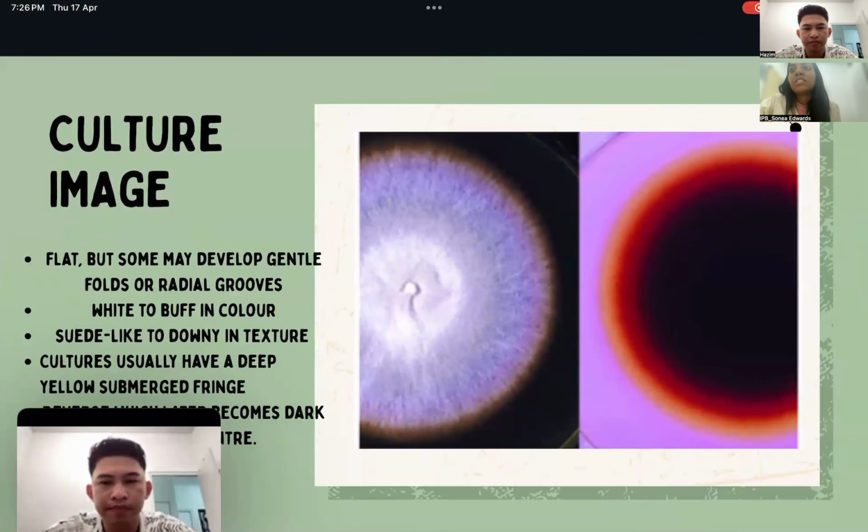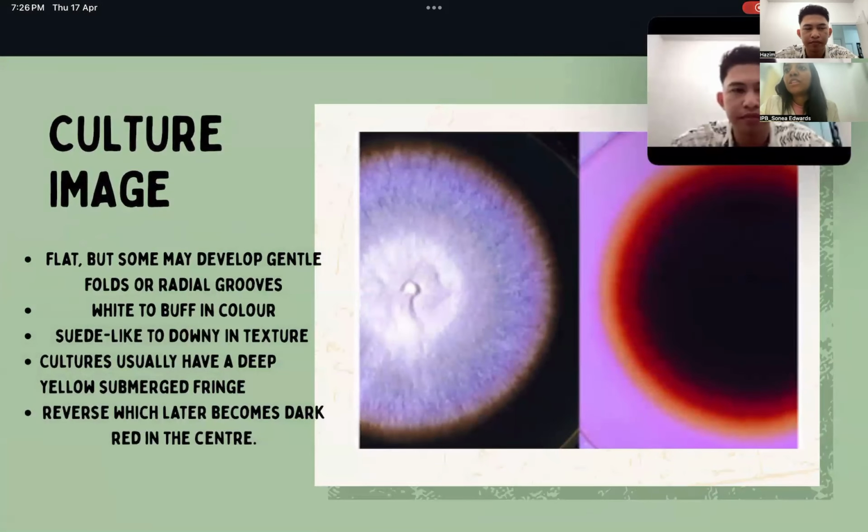And this is what the culture image will look like after doing the riddle process. So for the Trichophyton equinum, it will look like this. It will be flat, but some may develop gentle folds or radial grooves, white to buff in color. It will have a dewy texture. Cultures usually have a deep yellow submerged fringe and reverse, which later becomes dark and red in the center. So this is one of the cultures that I found online.